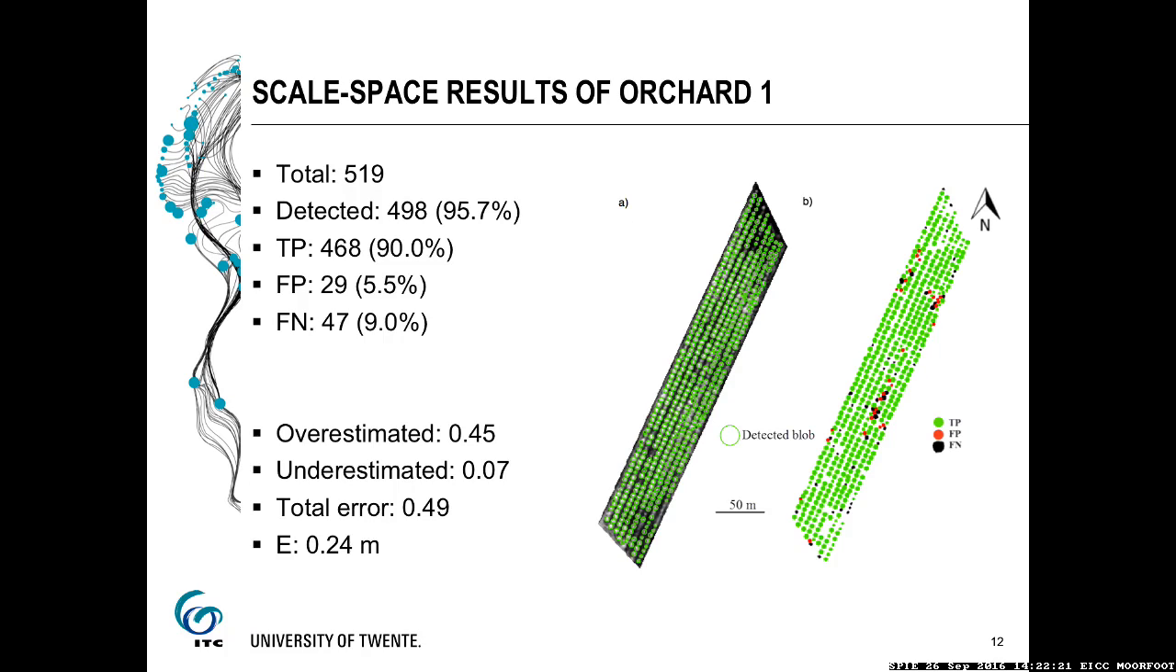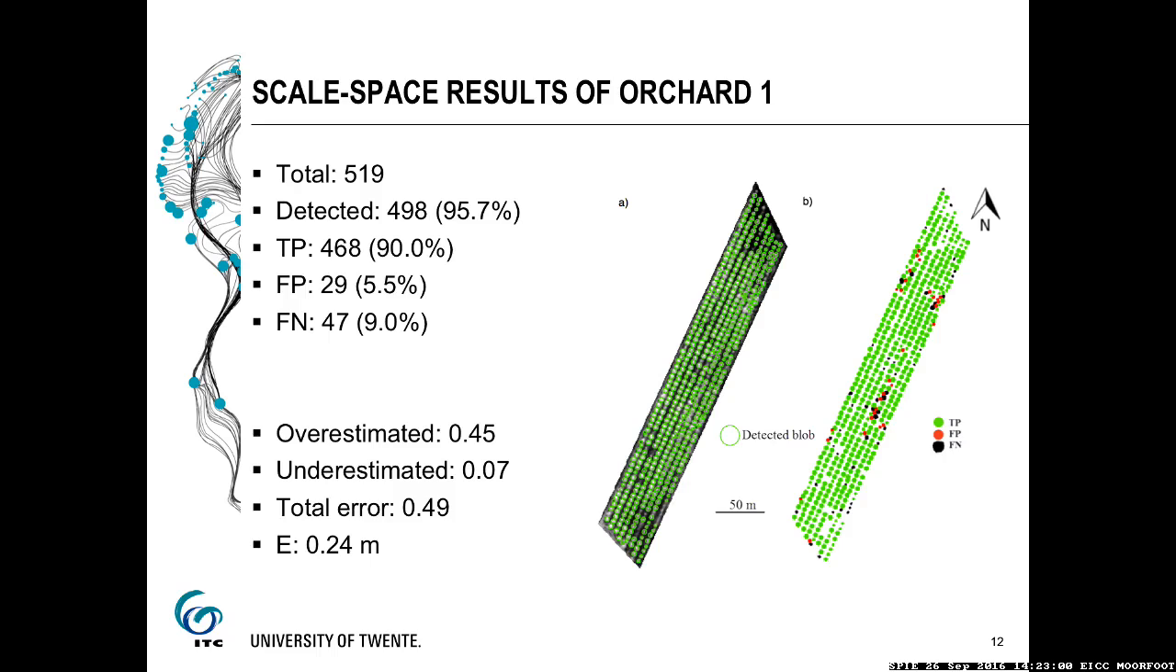Here is the result of our method on the first OR card, which is the pitch. Out of the 519 individual trees, 498 trees are detected as blobs, but only 468, about 90% of them, are truly accepted in our criteria. And the false positives and false negatives are somehow close to each other, with 5.5% and 9%.